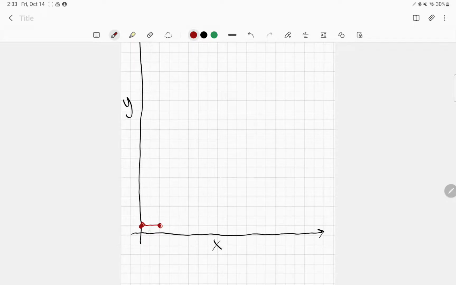And then 2, 0 is going to be right there, and I connect those. And then 3, 0 is going to be right there, connect those. 3, 1 right there. And then if I keep going, then 5, 1. So this is 1, 2, 3, 4, 5, 1 right there. Connect those. 5, 0 is the next one.